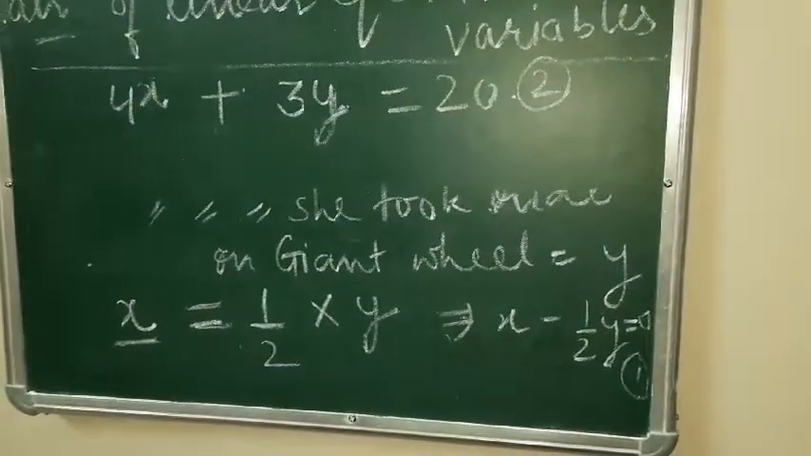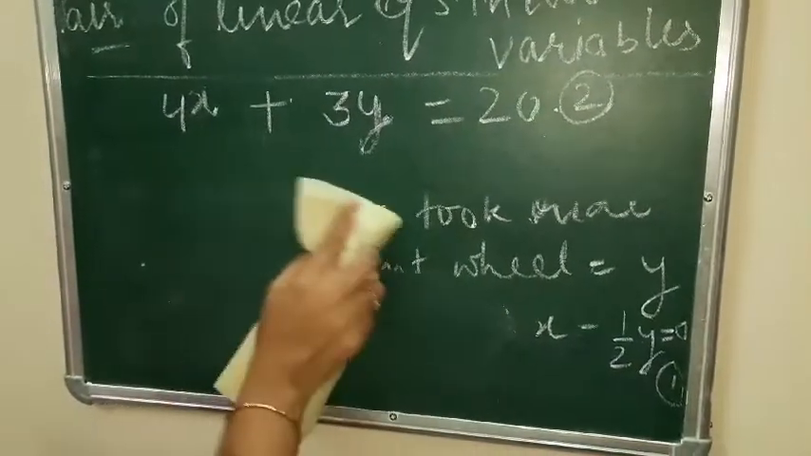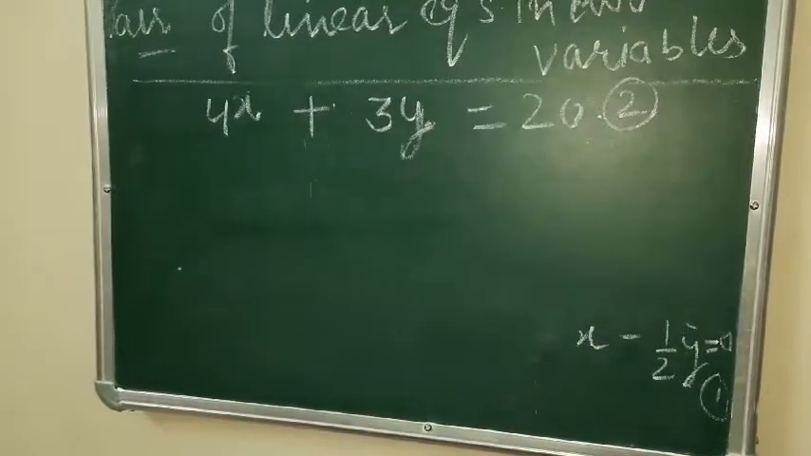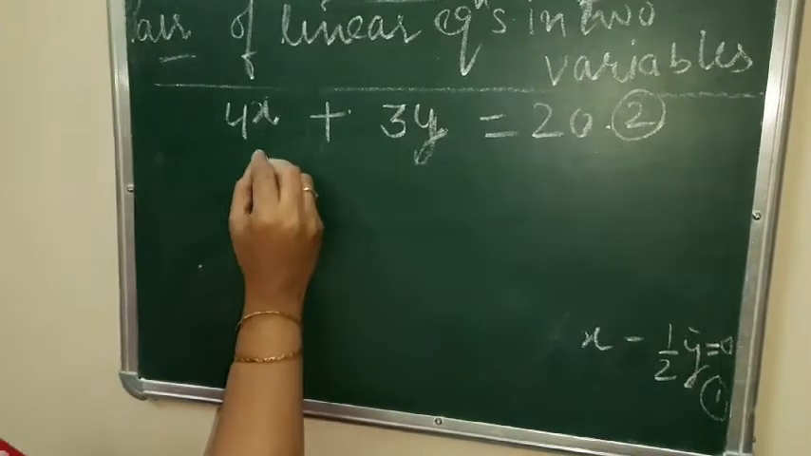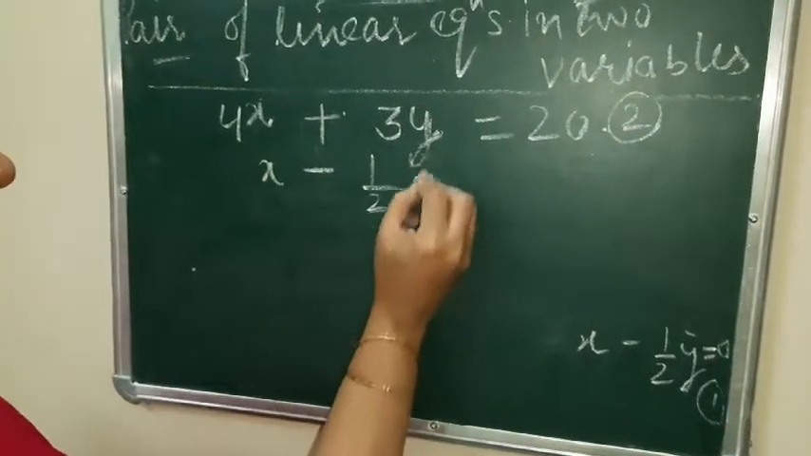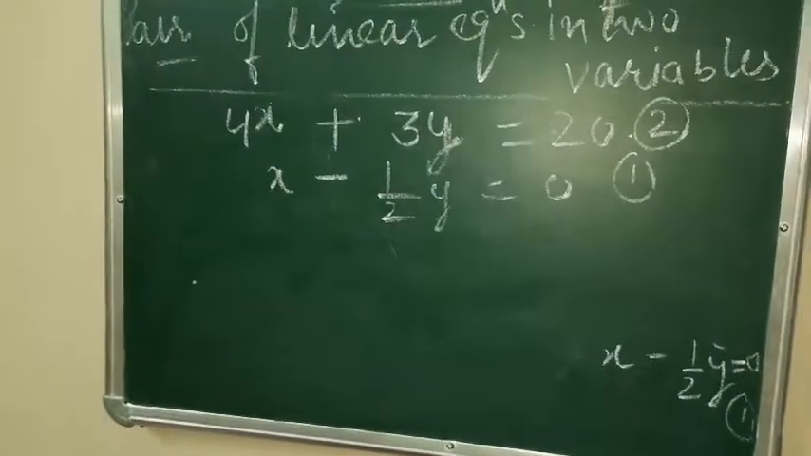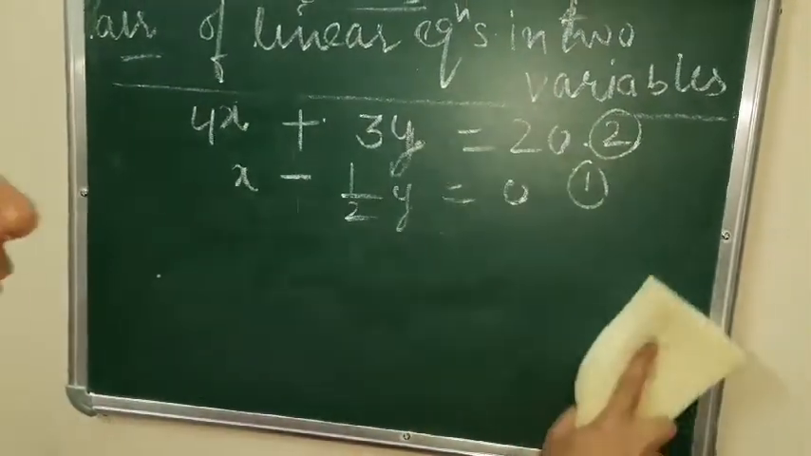So we have got both the equations and now we have to draw a graph for it, or we have to find the solution geometrically. Now we have got two equations, X minus half Y equal to 0. This is your first, this is second. Now the way we have done in class 9, we were finding solutions.